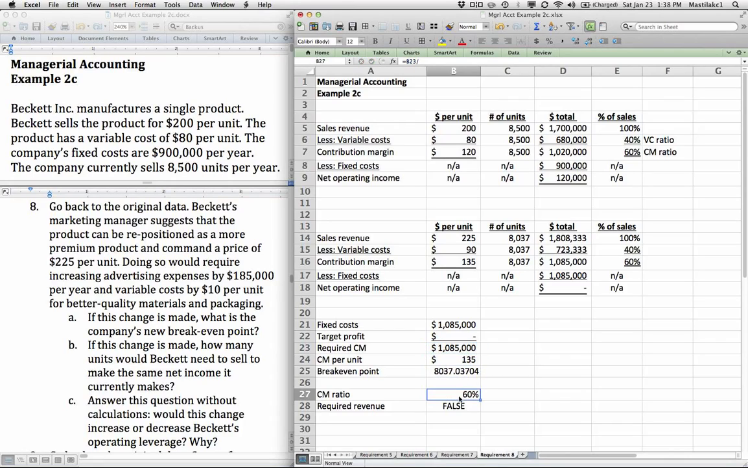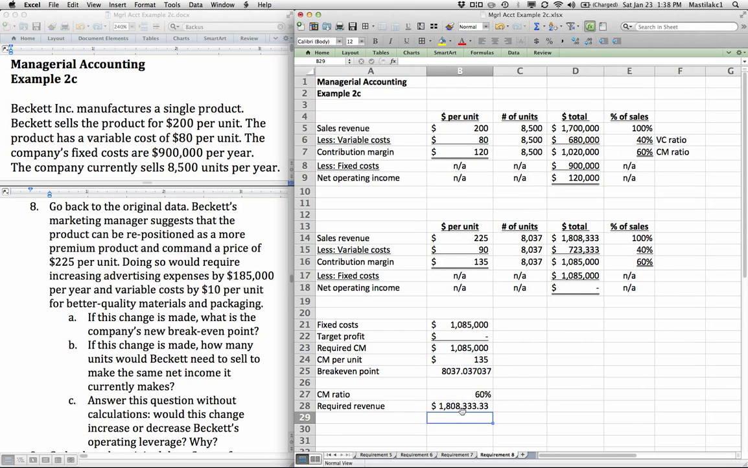Divided by, that's not right, equals divided by CM ratio. And as soon as Excel does its thing, we get 1,808,333. So either way, we can calculate our break-even point.